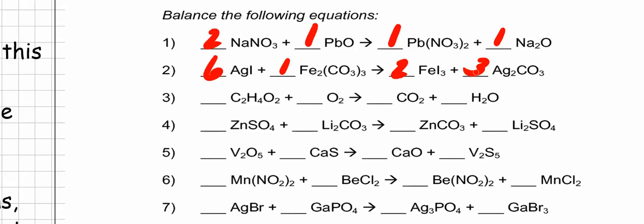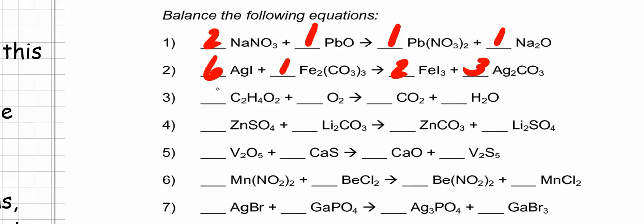How many carbons do I have over here? 3 times 1 is 3. Oxygens, 3 times 3 is 9, times 1 is 9. How many oxygens do I have over here? 3 times 3, 9. Let's check. 6 silvers, 6 silvers. 6 iodines, 2 times 3, 6 iodines. 2 irons, 2 irons. 3 carbons over here, 3 carbons over here. How many oxygens? 9 here, 3 times 3, 9 there. This reaction, my friends, is balanced.